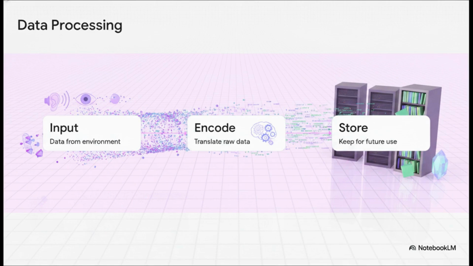First up is input. That's the raw data collected by your senses. Second is encode. This is where your brain takes that raw data and translates it into a language your internal system can actually understand. And third is store, filing that translated data away for future use. These three steps are constantly running, laying the absolute foundation for what you experience as reality.